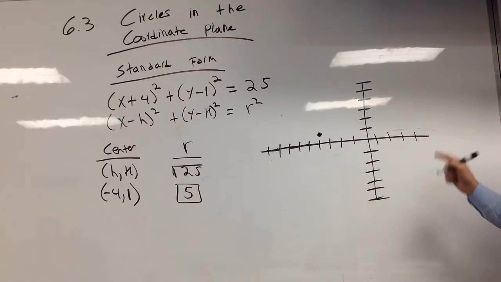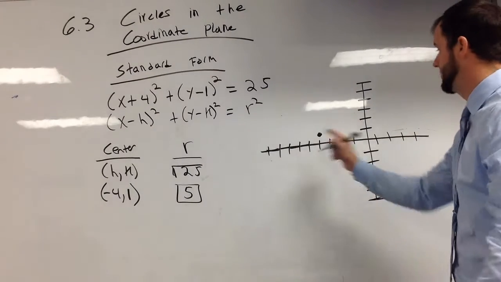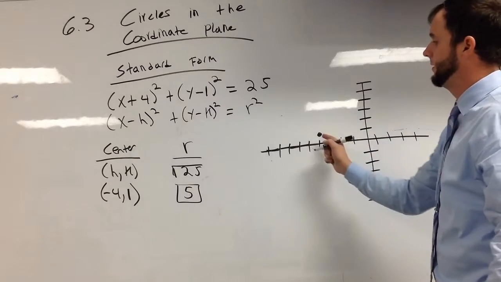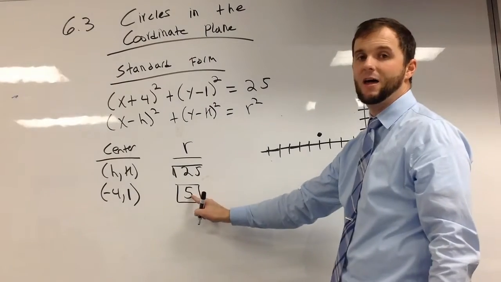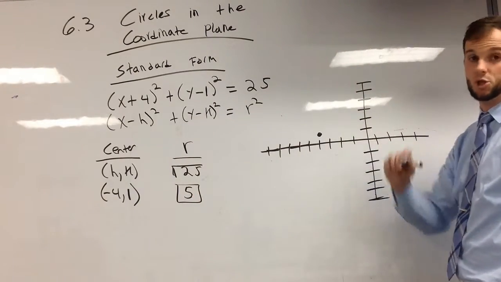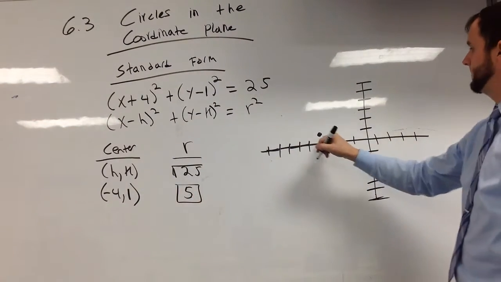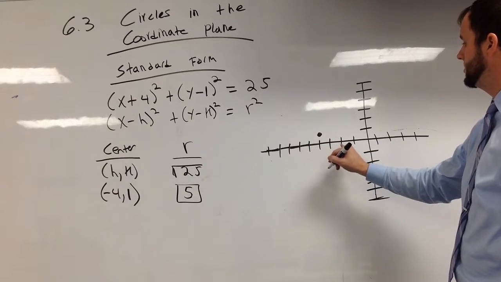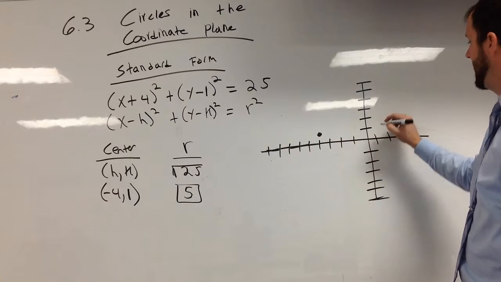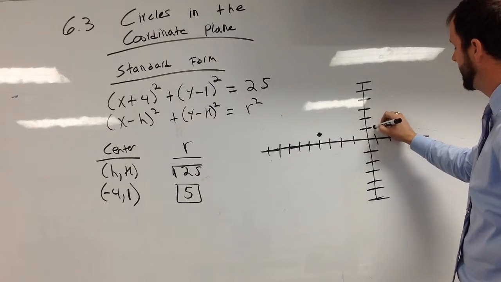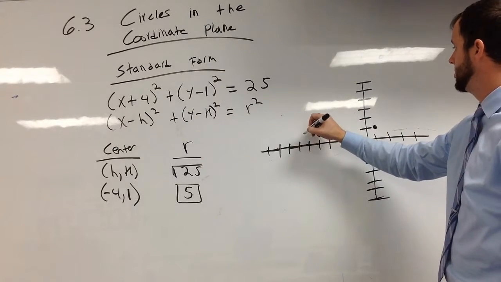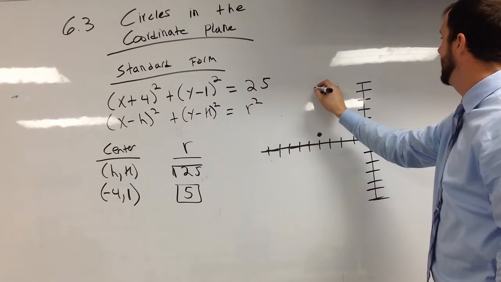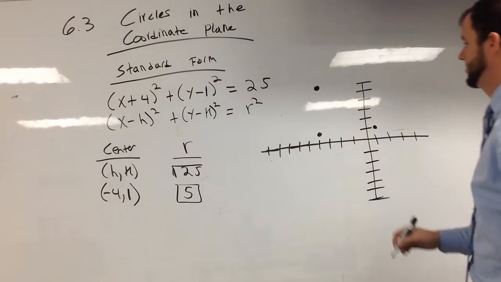Now I'm going to go in all 4 directions, and I'm going to count out the radius so I can graph this. So I'm going to go right, up, left, and down 5 spaces, because my radius is 5. Then I'm just going to draw my circle. So going from this point, I'm going to count over. 1, 2, 3, 4, 5. So there goes an outside point of my circle. Counting from this point, I'm going to go up. 1, 2, 3, 4, 5. There goes the other point of my circle.